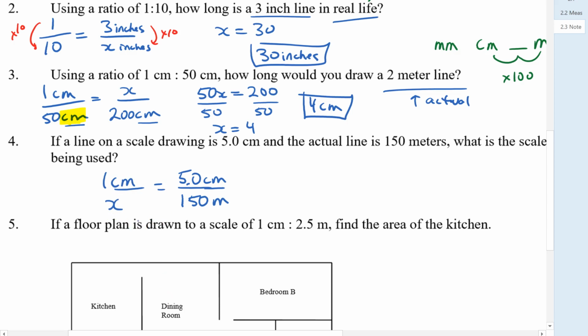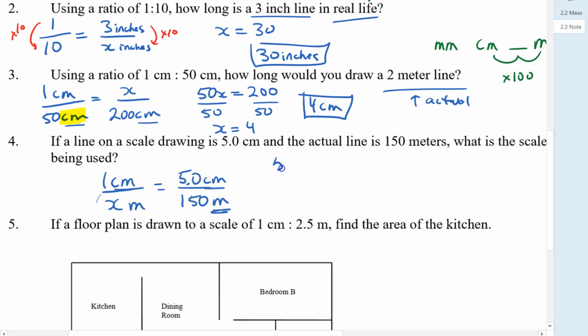So on these type of questions, when they want you to figure out what the scale is, put 1, either centimeter or inches, whatever is being used, on the numerator, and really this is what you're going to be solving for, that x. Since this is meters, I'm going to put meters over there as well. Okay, so we can do our cross multiplying.